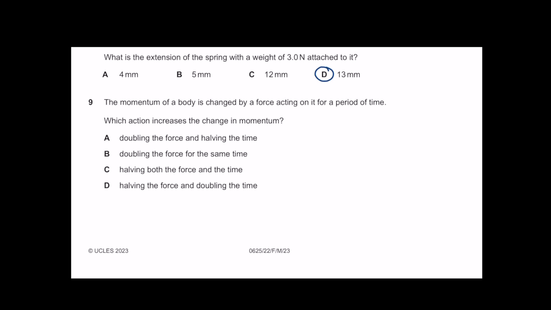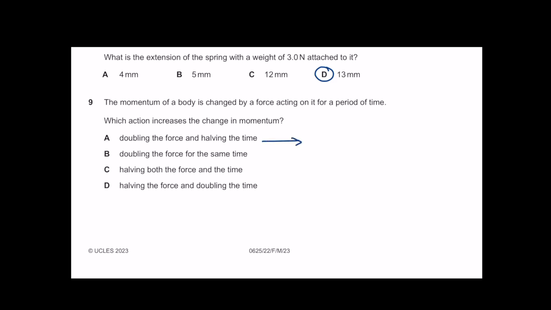In question 9, the momentum of a body is changed by a force acting on it for a period of time. So when we change the momentum, and the mass of the body stays constant, I'm going to change the velocity. This is fine. So which action increases the change in momentum? Let me see what we have here. Doubling the force and halving the time.